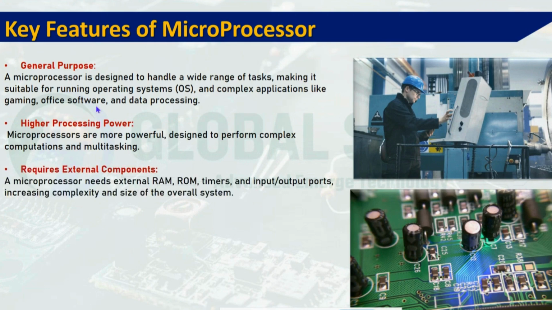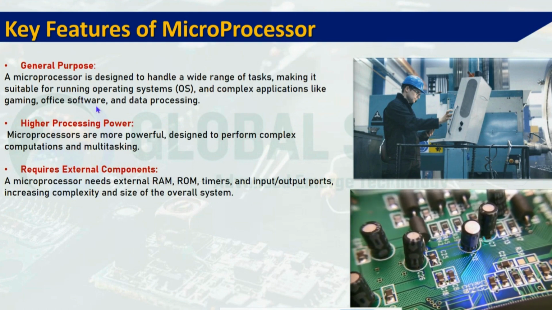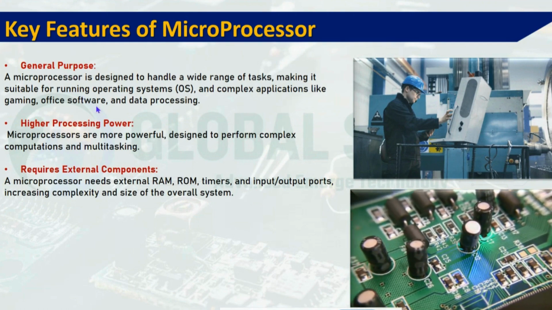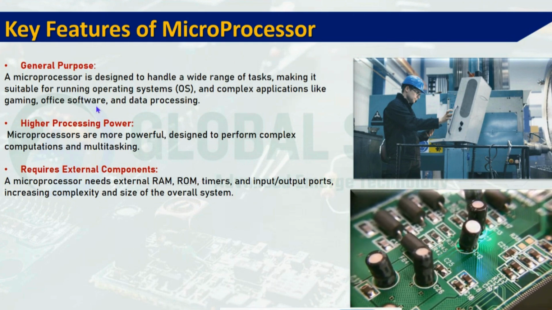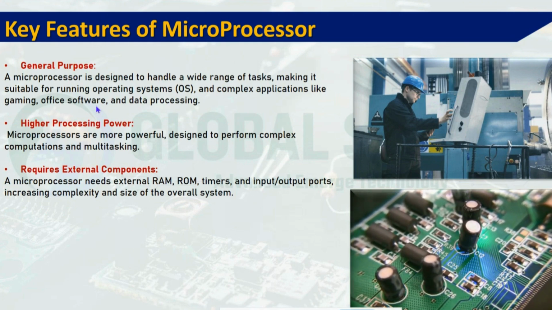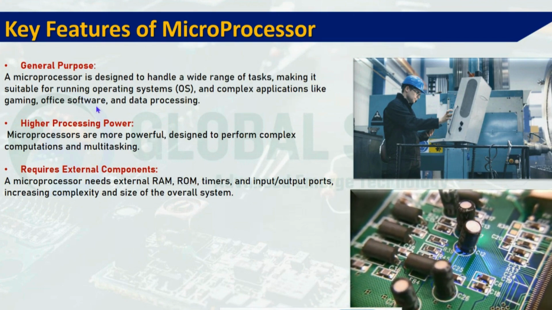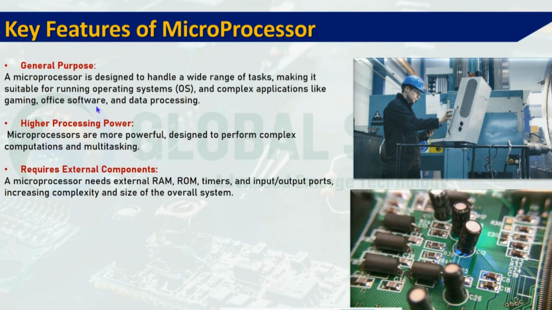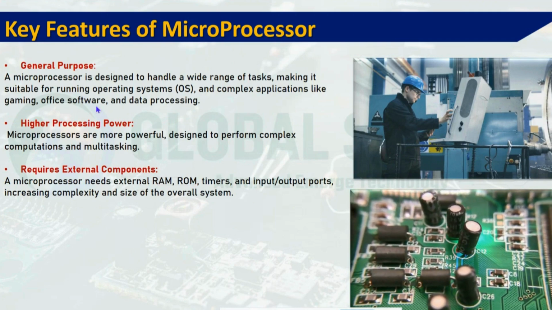It requires external components. A microprocessor needs extra parts: we connect RAM, ROM, timers, and IO ports externally, which can increase the complexity and size of the system. A microcontroller is a fixed one. Once you design it, we cannot modify it. But with a microprocessor, we can additionally configure it and increase the size.